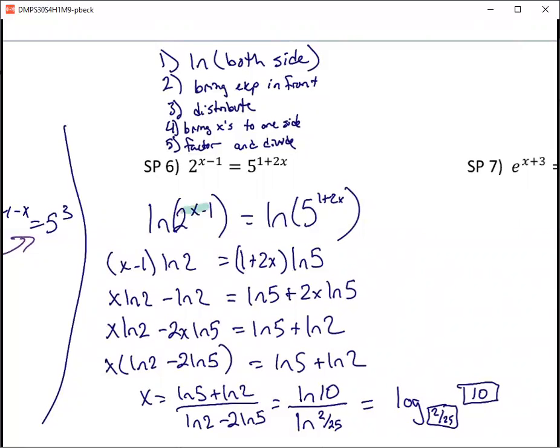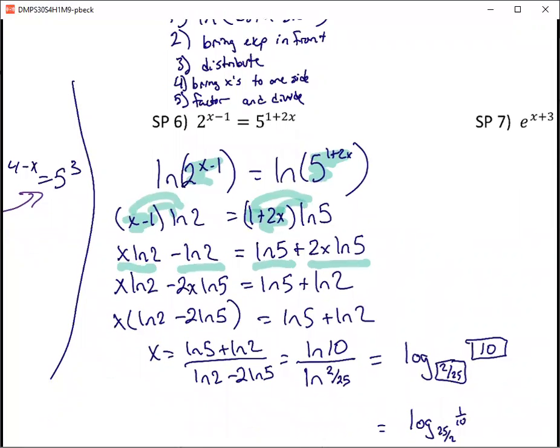So I start by taking the natural log of both sides, then bring that exponent out in front of each side, then distribute. When we distribute, we get x natural log of 2 minus natural log of 2 equals natural log of 5 plus 2x natural log of 5. Then third step, or I guess fourth step now, bring all the x's to one side. So that means this x and this x have to be brought to the same side through subtraction. Bring everything else to the other side. We do that so that we can factor out the x. We're left with that factor, which then we divide both sides by.